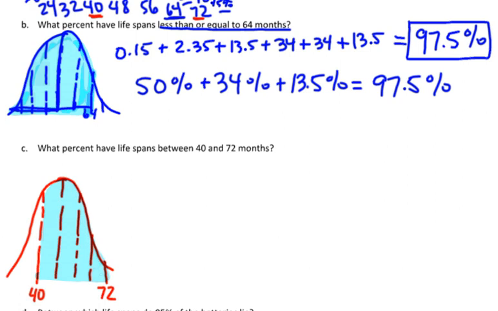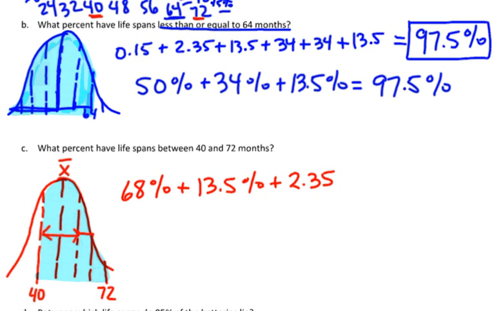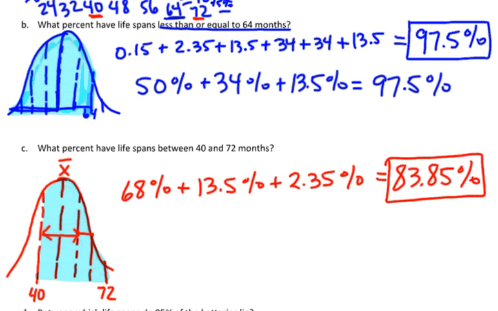So again, we just want to add up those percentages. We know that if this is the mean, one standard deviation on both sides is 68%, plus we've got that 13.5%, plus our 2.35%. That totals to 83.85%. So 83.85% of these batteries have a life expectancy in between 40 and 72 months.